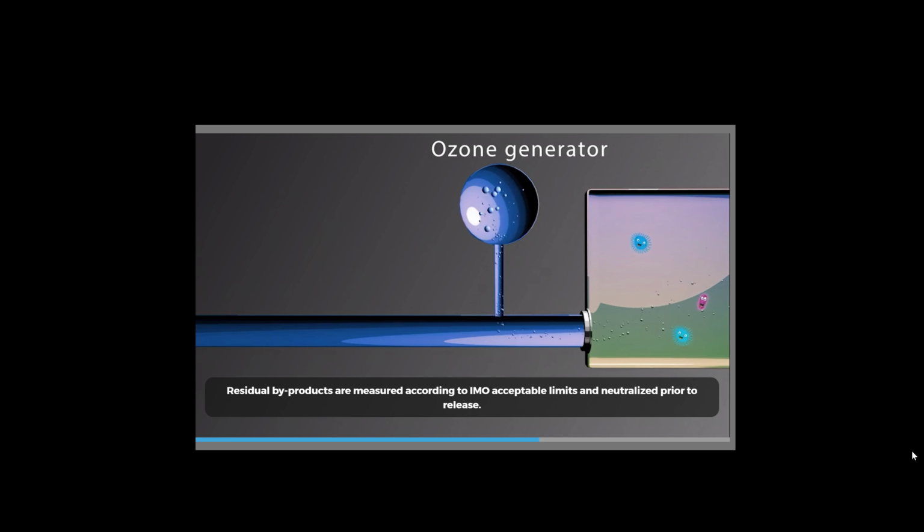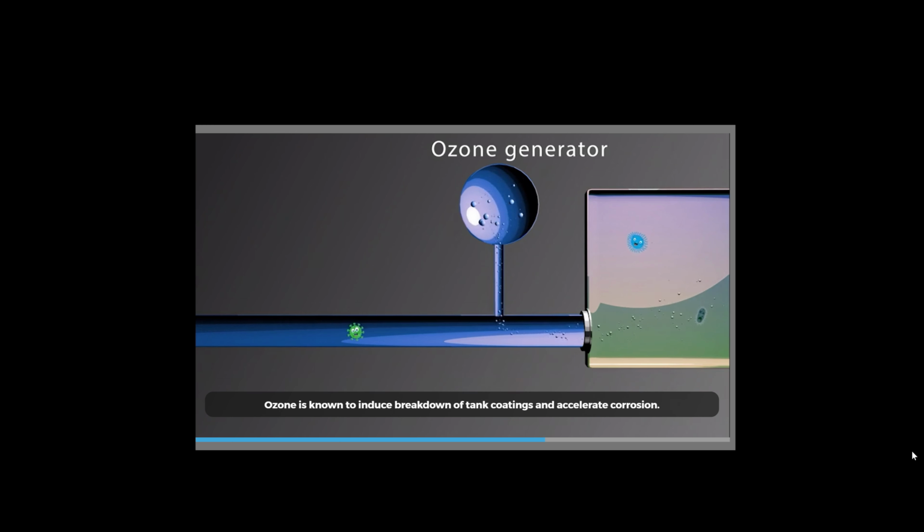Residual byproducts are measured according to IMO acceptable limits and neutralized prior to release. Ozone is known to induce breakdown of tank coatings and accelerate corrosion. Since ozone is toxic, additional safety measures and crew training are necessary.